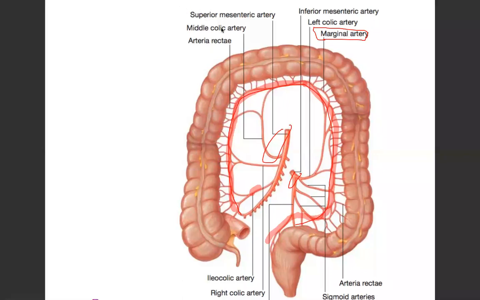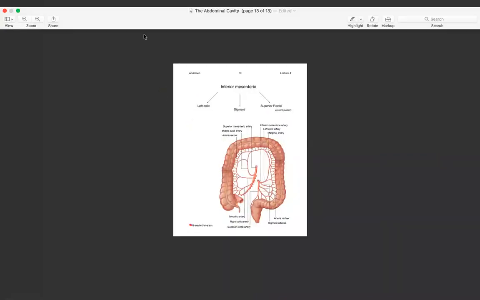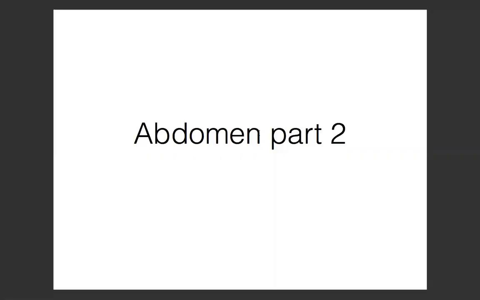Okay, great. This is pretty much what we wanted to say about the GIT itself. Now we're just going to be talking about the rest of it.